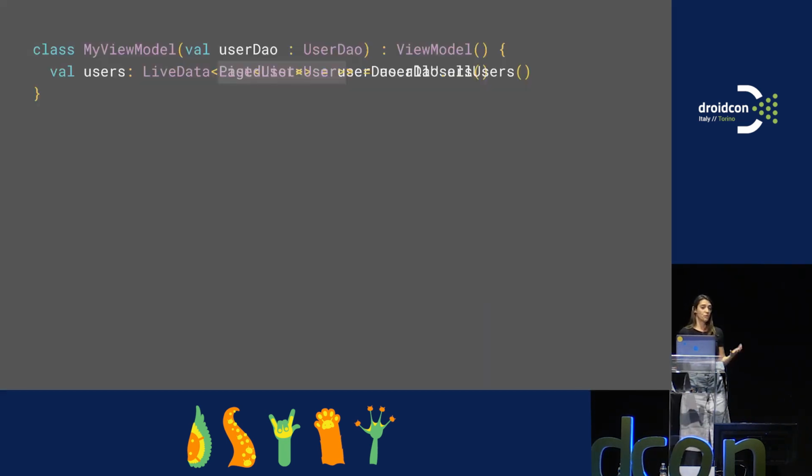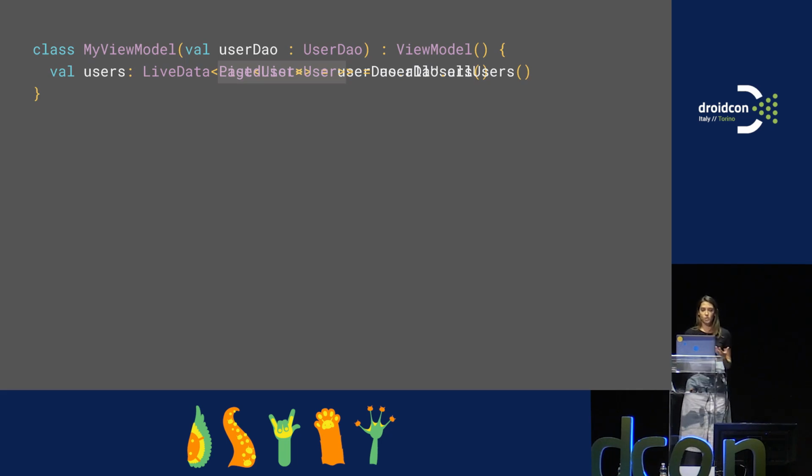So what does that mean? What are the changes that we would need to make in order to start using paging? Well, instead of having a LiveData of a list of users in the ViewModel, we would change this and use a LiveData of a PagedList.